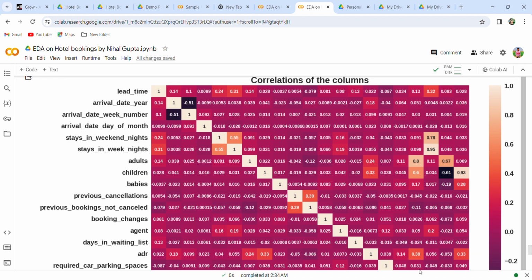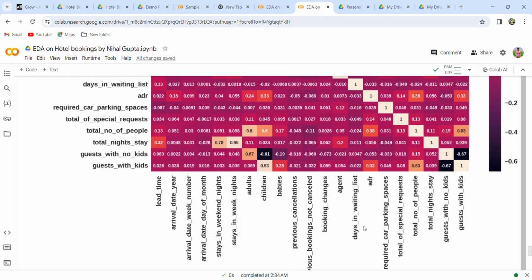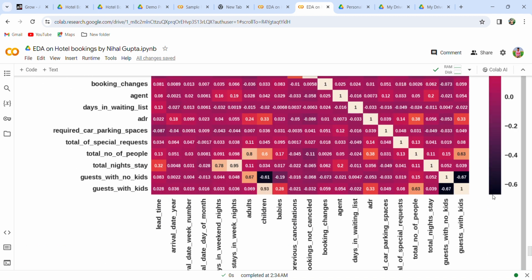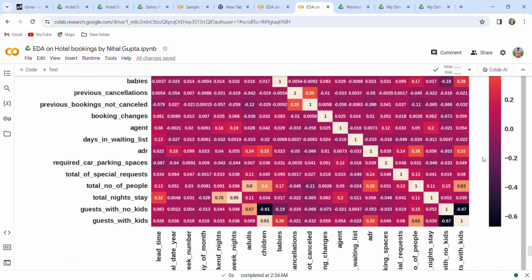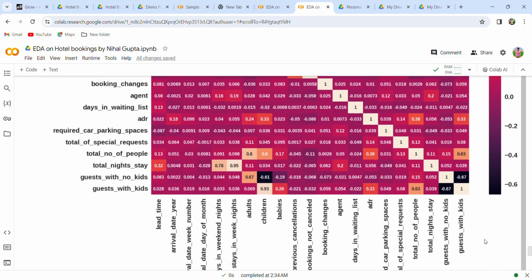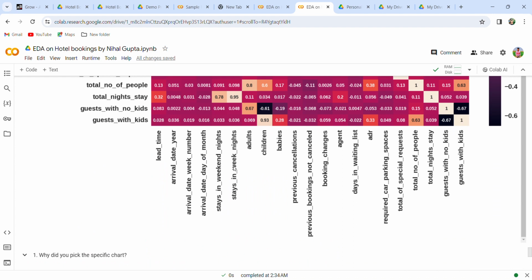This is a correlation, and here we can see the least values will be in dark color and the higher values will be in the lighter ones. So this is on the basis of all our data.